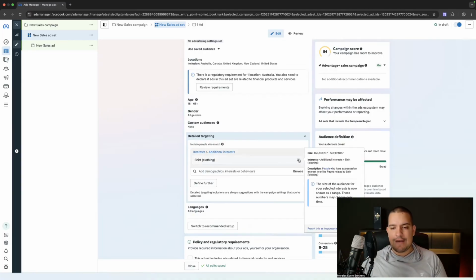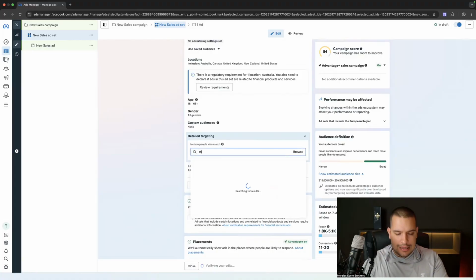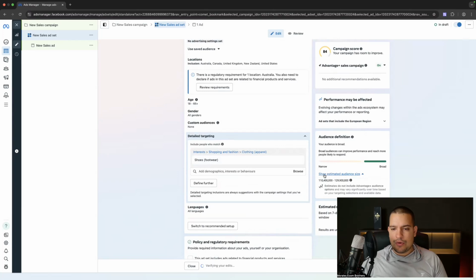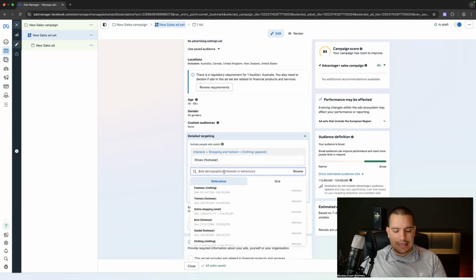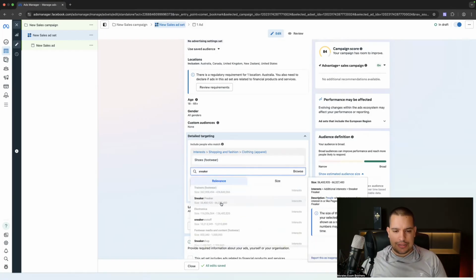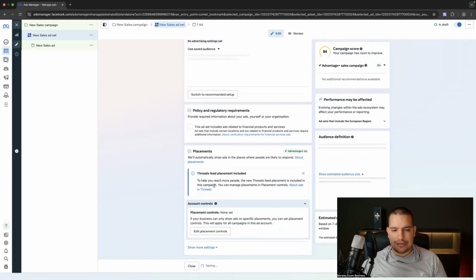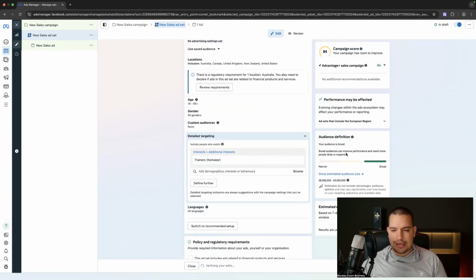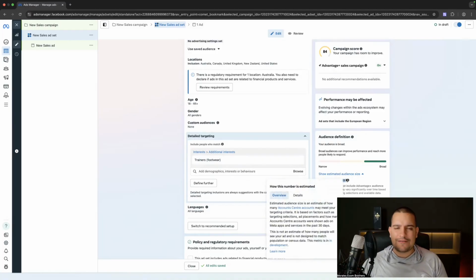Same thing if I do something like shoe. So you do shoe footwear. What is the audience size? 110 million. And let's say that I do sneakers. Well, it's actually trainers on here. So I do trainers and it says 58 million. So, well, it's still a specific audience, so that would be good, but it's around 50 million.